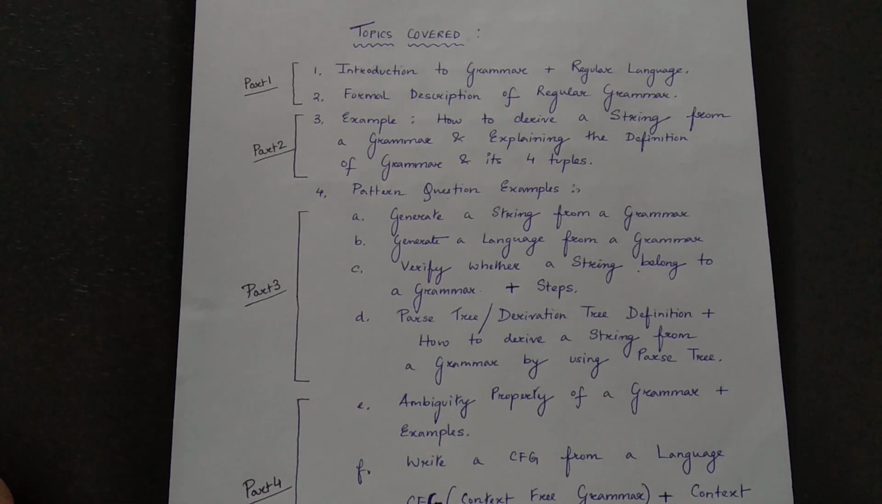Sometimes while you are attempting exams, they ask you to mention the steps to verify that a string belongs to a grammar. Then part 3, section D, is an important topic where you will learn about the parse tree or derivation tree. This is another kind of representation with the help of which you can derive a particular string.